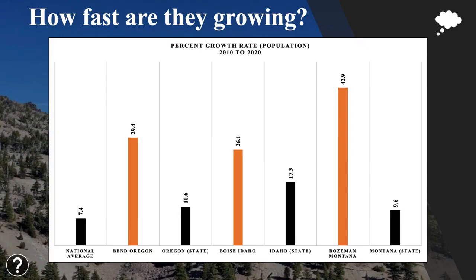This bar graph shows the percent growth rate from 2010 to 2020 in Bend, Oregon, Boise, Idaho, and Bozeman, Montana, which are represented in orange. Some of the bellwethers that we can measure this growth rate by are represented in black for the national average, the state of Oregon, the state of Idaho, and the state of Montana. The national average from 2010 to 2020 for percent growth rate was 7.4%. By comparison, Bend, Oregon grew by 29.4%. Boise, Idaho grew by 26.1%, and Bozeman, Montana grew by 42.9%.